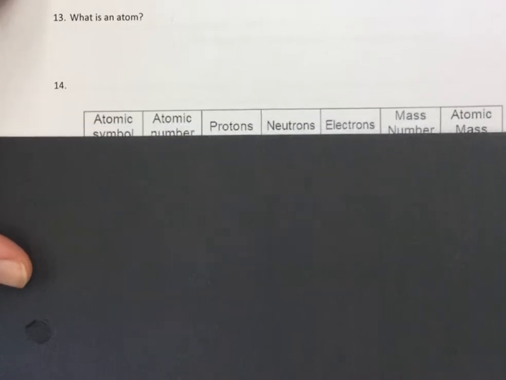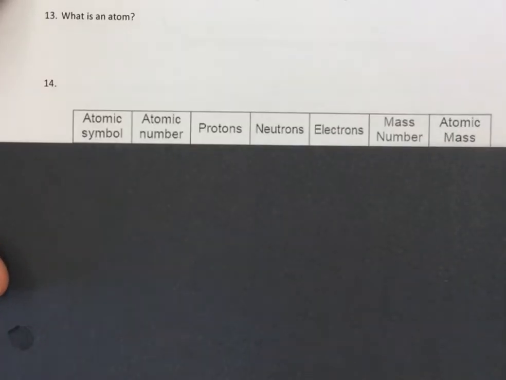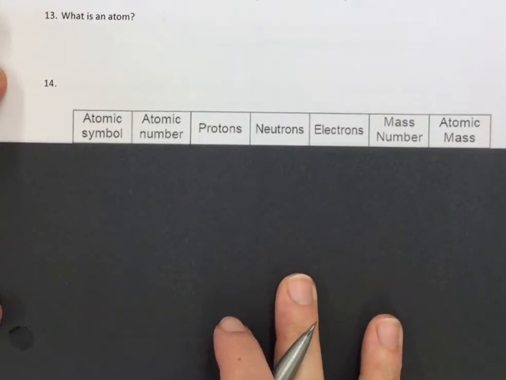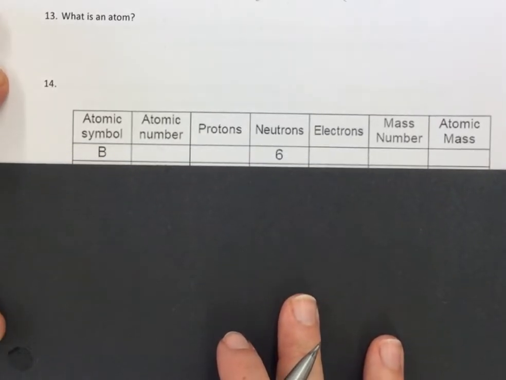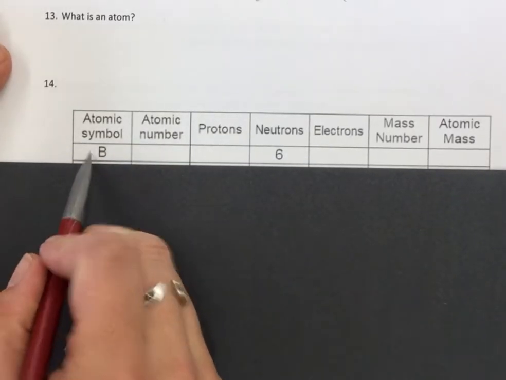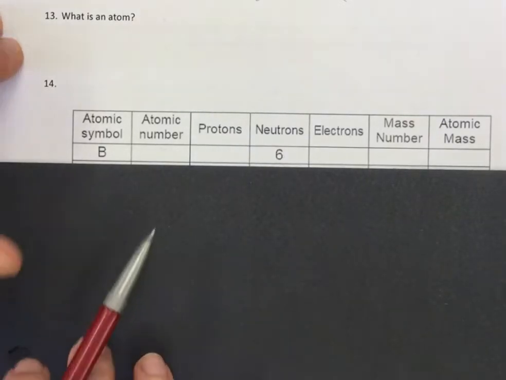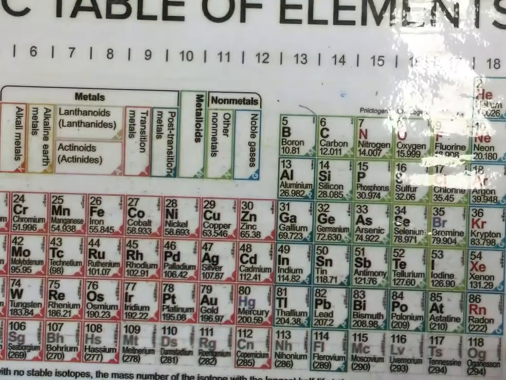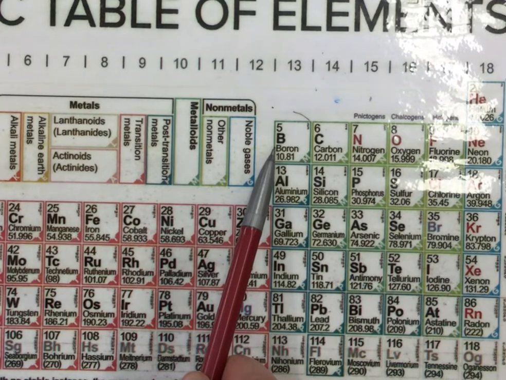And then number 14 was calculating all of these aspects of these atoms. So I'm going to go through a couple examples of these to help you understand how I do it. So for this one, I'm given the atomic symbol and the neutrons. The atomic symbol helps me to find it on the periodic table. So once I do that, here's my atom right here.